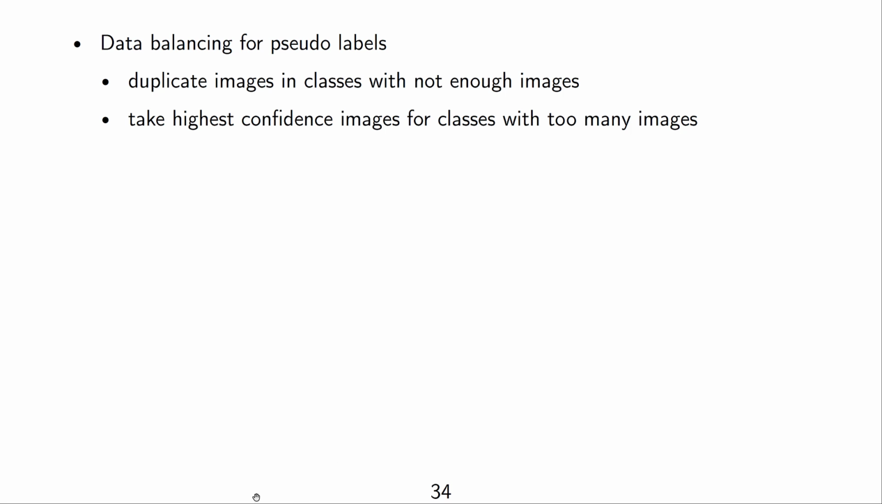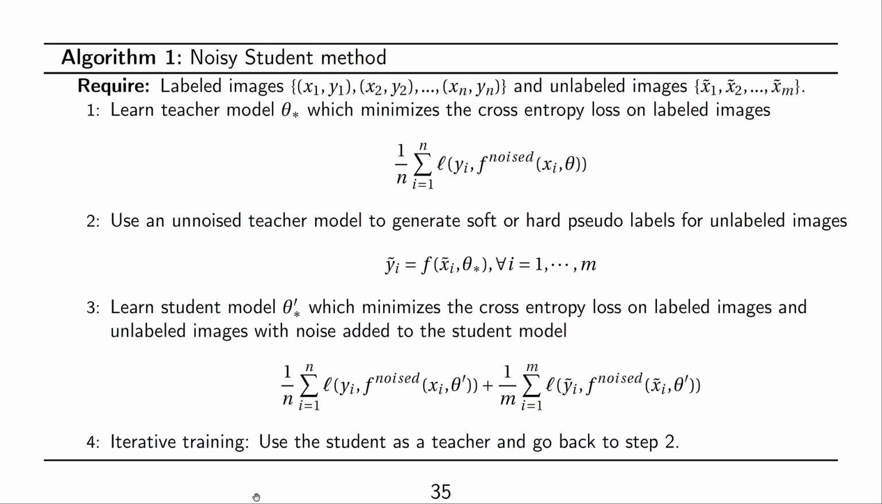Some minor detail is this idea of data balancing for pseudo-labels. So when one trained network assigns pseudo-labels on the dataset, then we're going to duplicate images in classes with not enough images and take the highest confidence images for classes with too many images. So some classes have not enough images, so we duplicate. Others have too many, so we take the highest confidence ones. Alright, it's maybe a bit cryptic, so let's just look at the algorithm to make all of this clear.